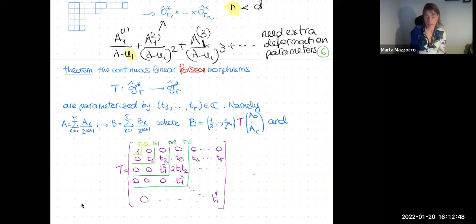The answer is yes, they do, as long as these two matrices are related by a transformation which is very simple, and in which we can explicitly compute this matrix T. And what we find is that essentially each pole of order r will bring extra deformation parameters T1 to Tr, in a very explicit fashion.